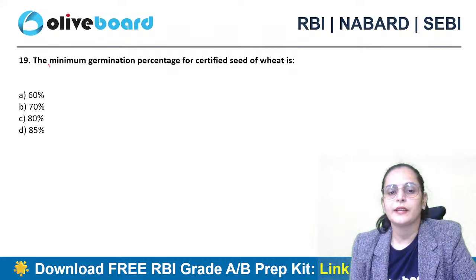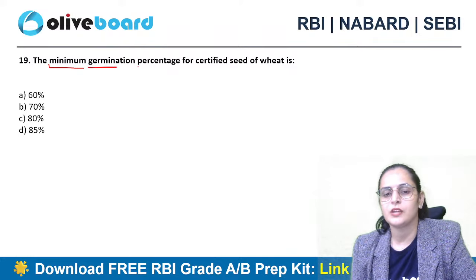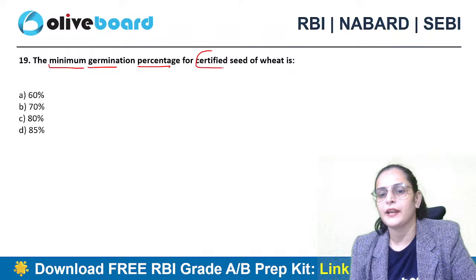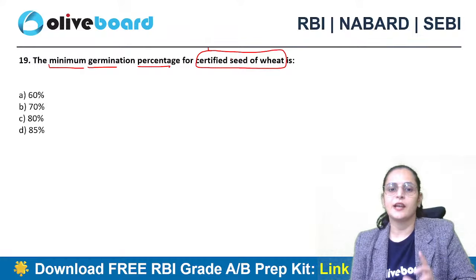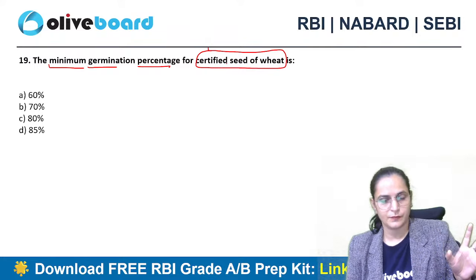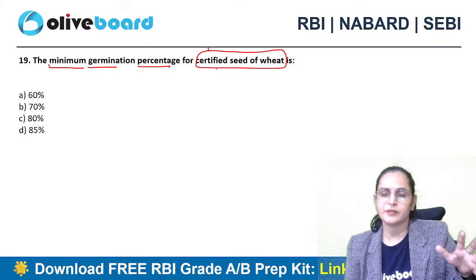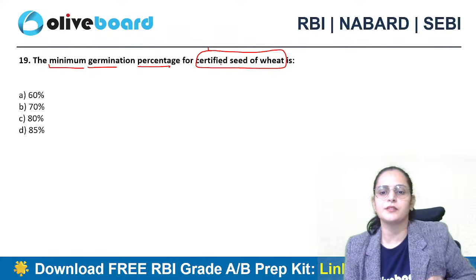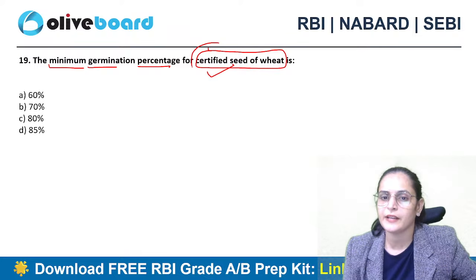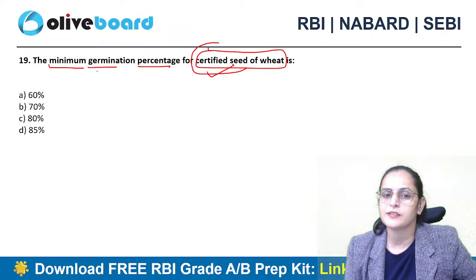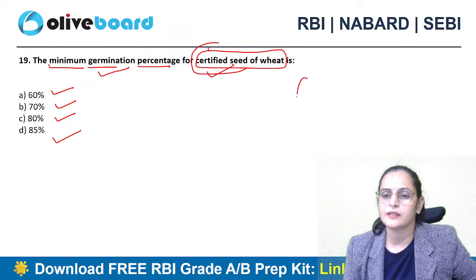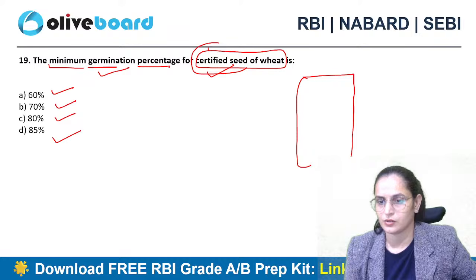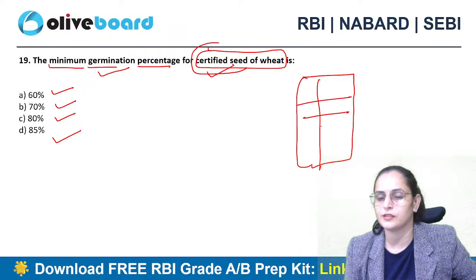Yeah. So the next question is the minimum germination percentage for certified seed of wheat. Let me tell you one thing. Different seeds have different germination percentages. Okay, it can go up to 95% or 87%. So you have to mention the minimum germination percentage for certified seeds of wheat. It is 60%, 70%, 80%, or 85%. There is a table provided by me in the notes. Okay, you can take the help of the table to answer these questions.